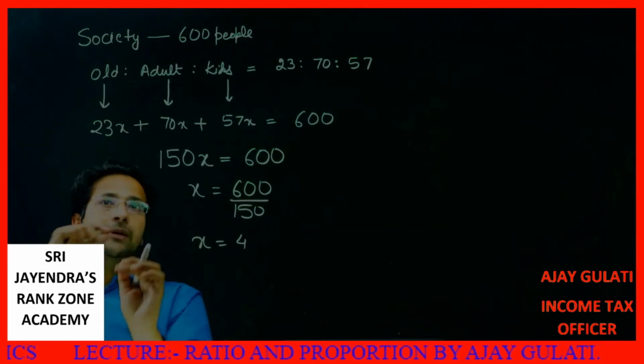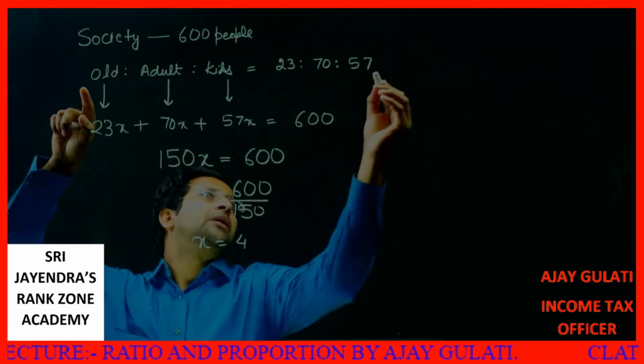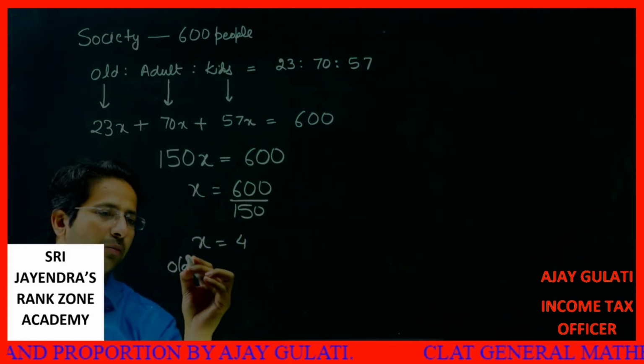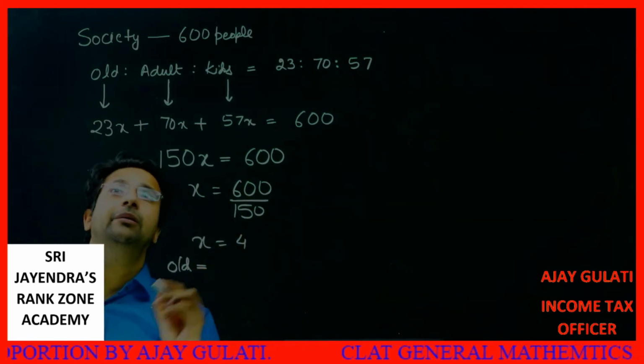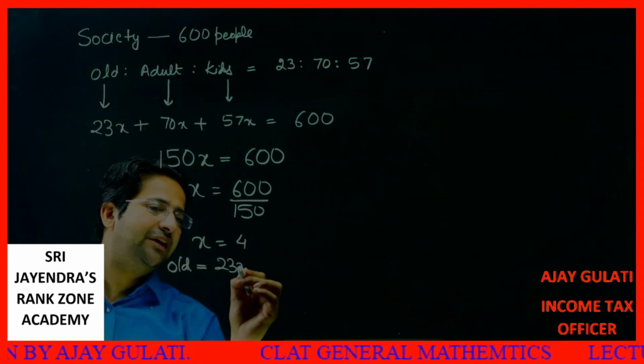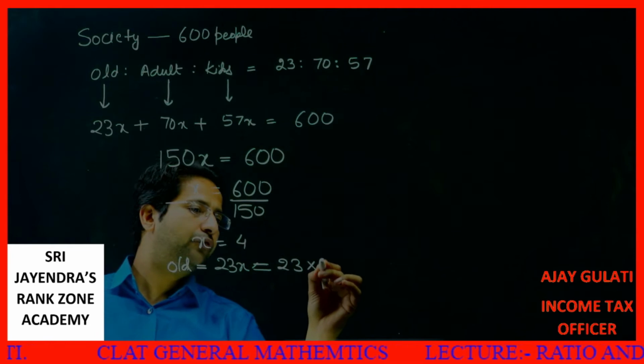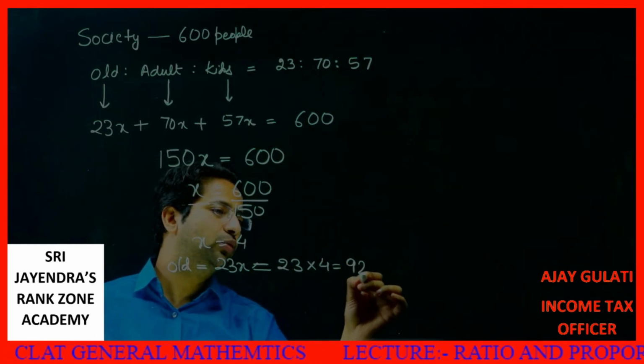Now what will be the population of old? I'll write over here: old. How many will be old people? Old people will be 23x, that is equal to 23 into 4. That comes out to be 92.